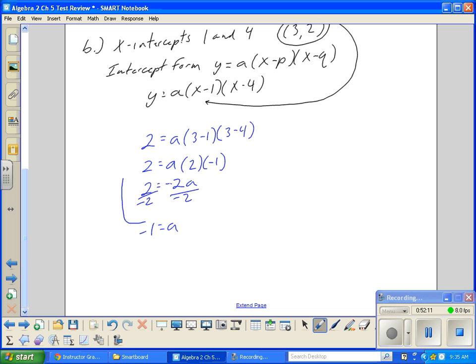So we take that and plug it in for the a in that equation that we had up there. So our answer is going to be y equals negative 1 times x minus 1 times x minus 4. Now you could, since that's a negative 1, just write it as negative x minus 1 times x minus 4. Either way.